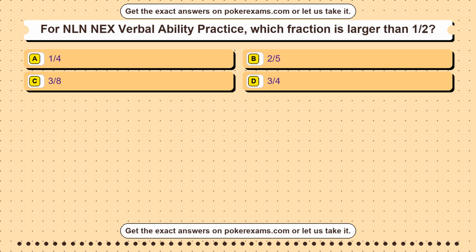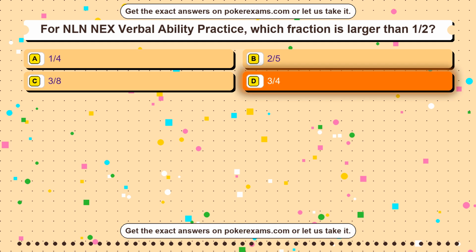Question 22. For GED statistics practice, which branch of government makes laws in the United States? Option A executive. Option B judicial. Option C military. Option D legislative. The correct answer is option D.